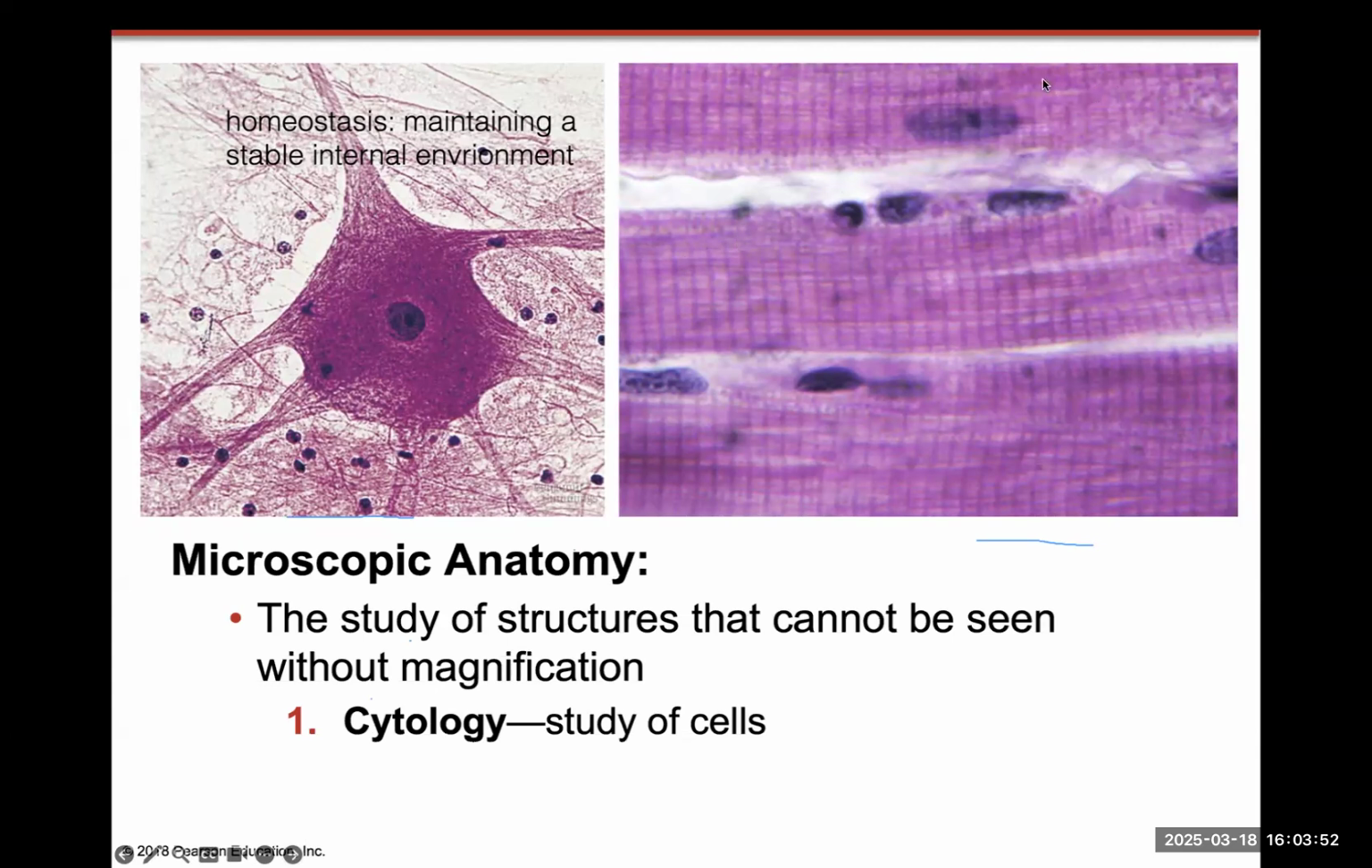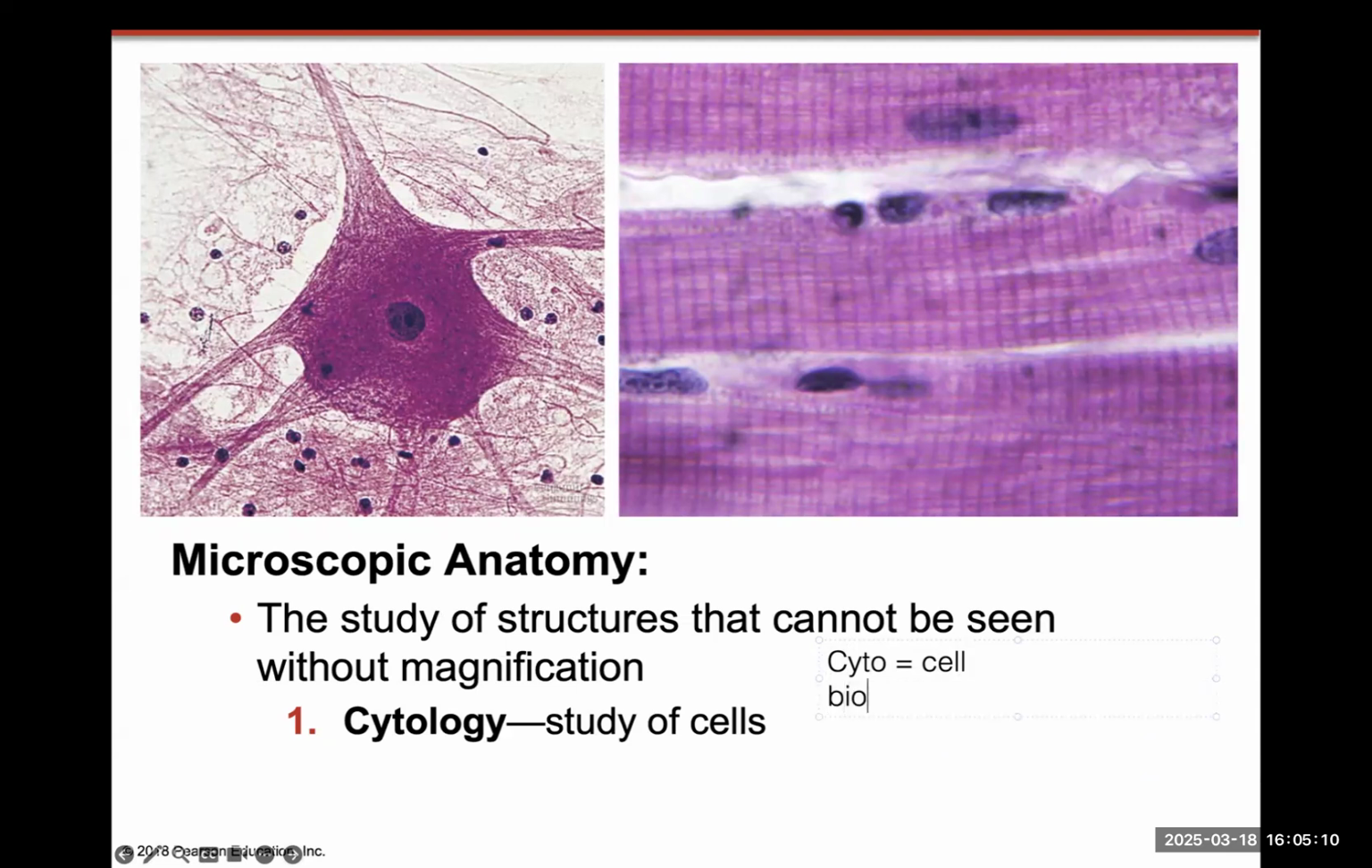Is there a nerve cell here? So here's a nerve cell. Sorry, I was trying to clear up the drawing. So here's a nerve cell, and the study of the cells is called cytology. Cyto stands for cell, and logi stands for the study of.